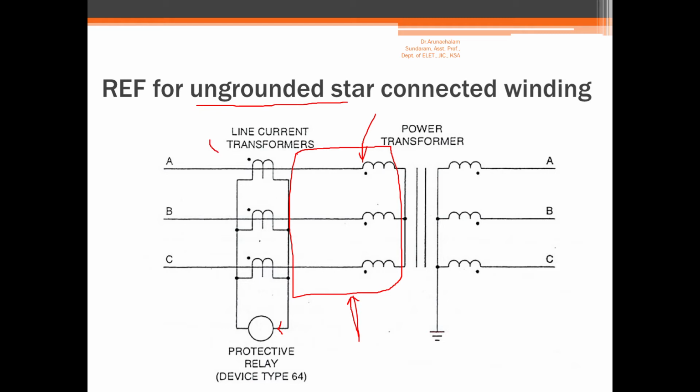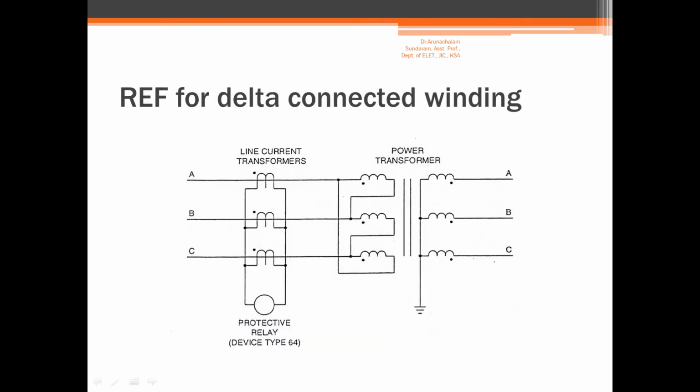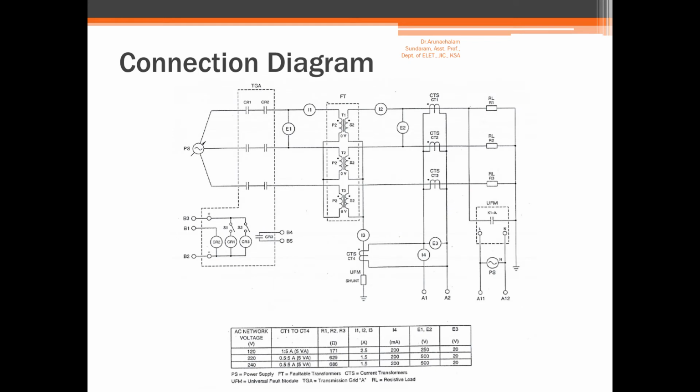Again, the connection is the same, but the neutral current transformer is missing in this connection. Now what happens if there is a delta connection? Even for a delta connection, we use the same type of arrangement as we used in the previous slide for the ungrounded star connection. So this is how a restricted earth fault protection will work for a fault inside the zone of the protection. Now this is our connection diagram.